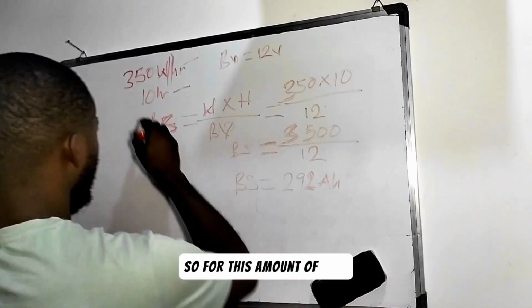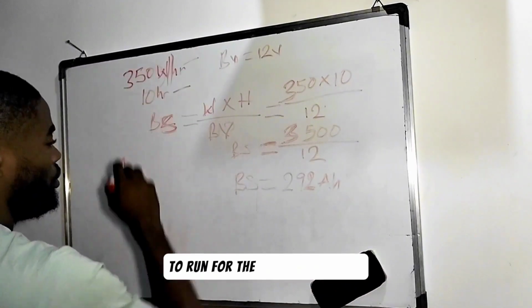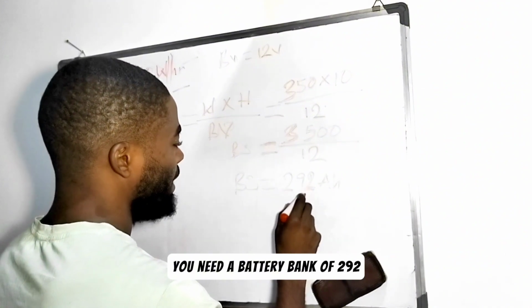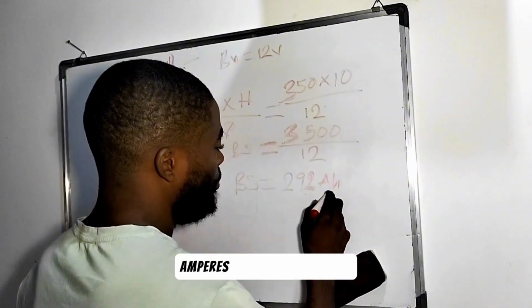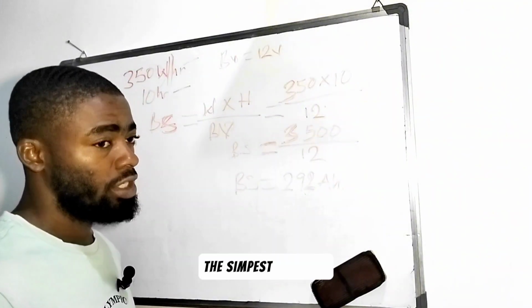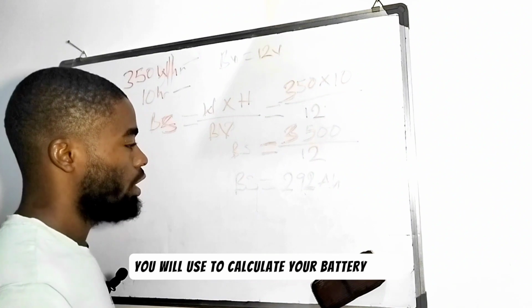So for this amount of load to run for the period of 10 hours, you will need a battery bank of 292 ampere hours. That is the simplest formula you will use to calculate your battery bank.